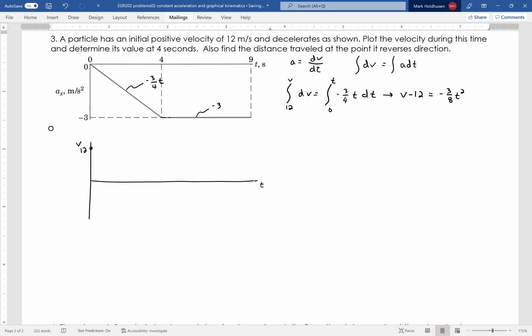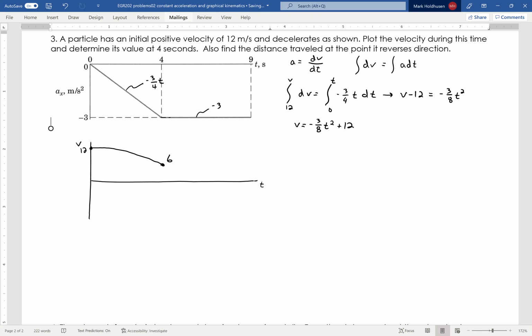Okay. Solving this for v, my v equation then becomes -3/8 t squared plus 12. So when t equals 0, v equals 12. And when t equals 4, my v actually equals 6, plugging that in right there. So my equation is squared, it'll look something like that, following a quadratic path down to 6, like so.